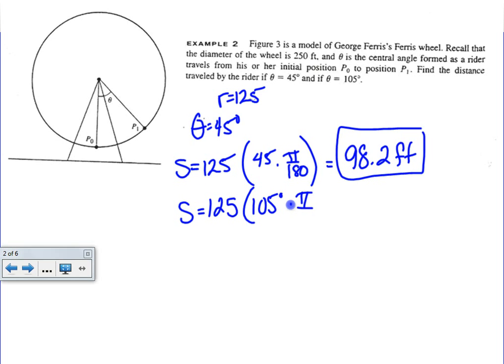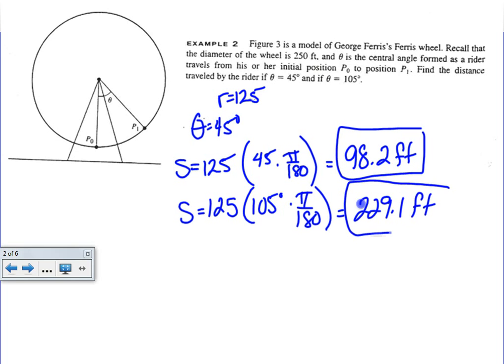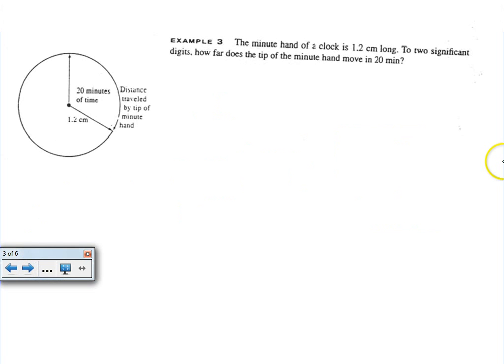and similar problem, this time the rider is traveling 105 degrees. So we're going to multiply it by pi over 180, and again decimals make more sense for what we're doing here. 229.1 feet. You'll notice that if you check your homework in the binder, I left a lot of my answers in terms of pi simply because when I was making my key I didn't have a calculator, so it was easier for me to leave them in terms of pi.